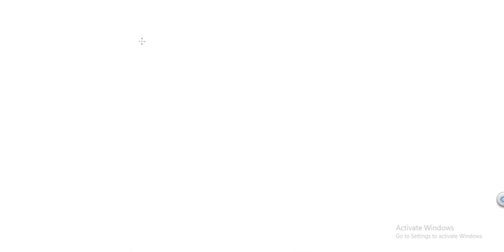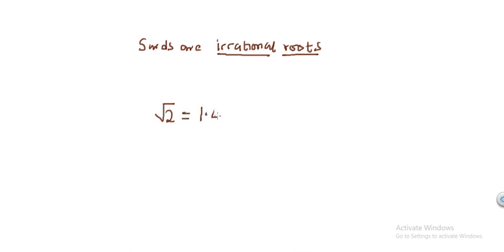Surds are irrational roots. What this means is that a surd is simply a number that is irrational and is also a root. For a number to be irrational, we cannot express it as a whole number or fraction. So for example, if I have something like square root of 2, if I punch this in my calculator, I'll get something like 1.414 and then it continues. There are numbers after this. So I cannot write this as a whole number or fraction. This is a decimal number.